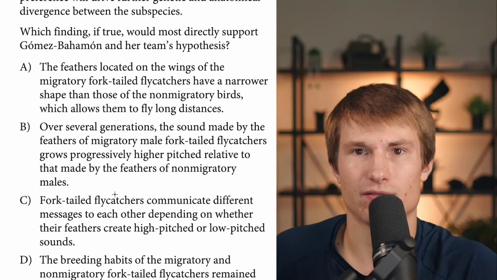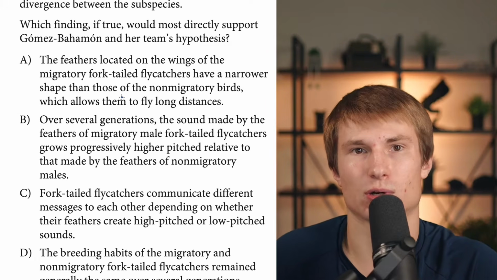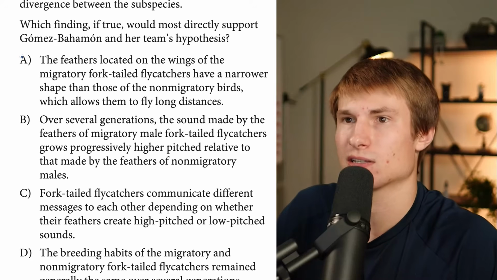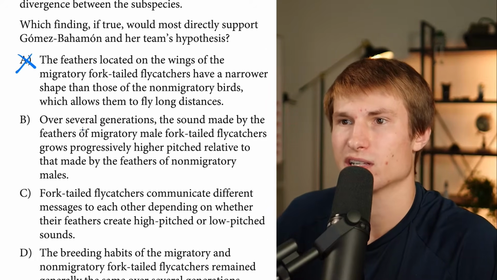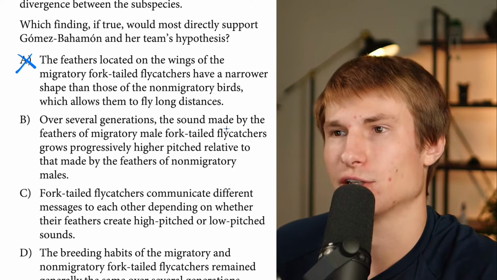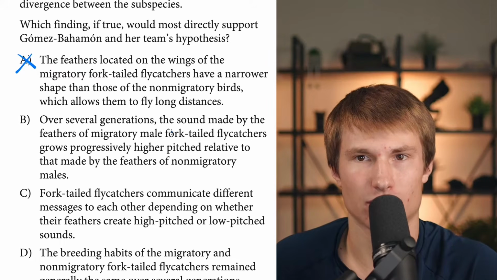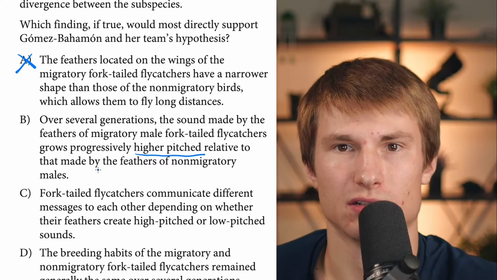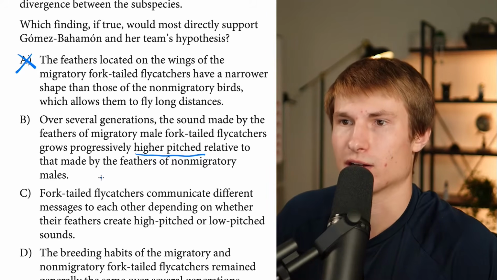We have option A, feathers located on the wings of migratory fork-tailed flycatchers have a narrower shape than those of the non-migratory bird, which allows them to fly long distances. We need to focus on the pitch of the noise. We have B, over several generations, the sound made by the feathers of migratory male fork flycatchers grows progressively higher pitched relative to that made by the feathers of non-migratory males.